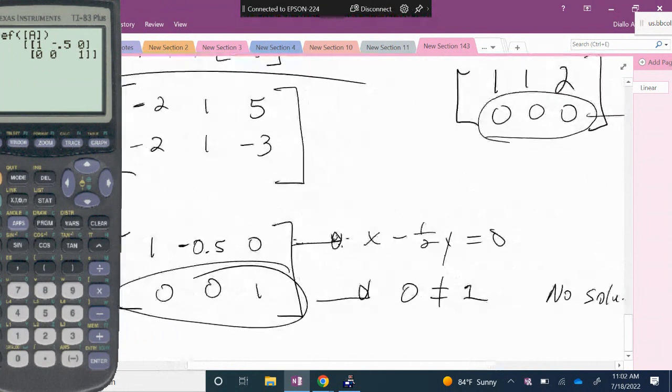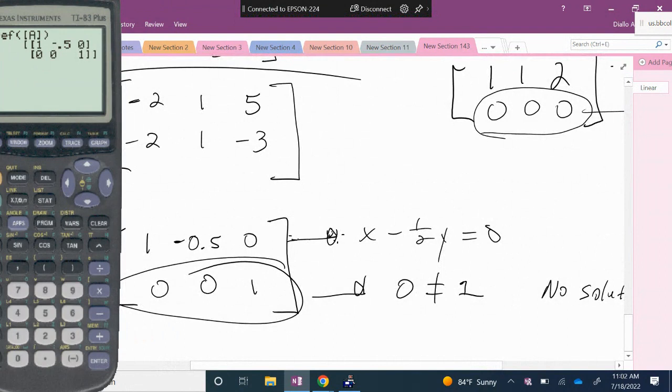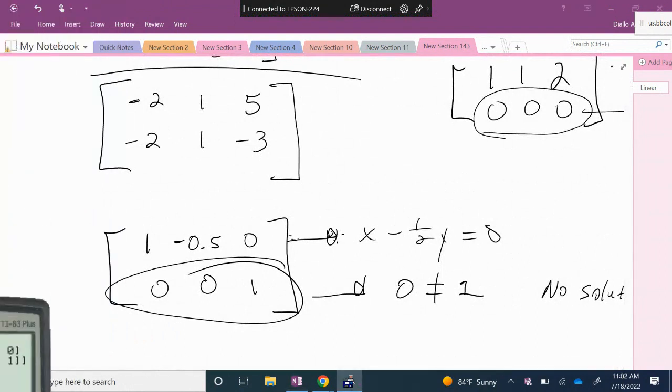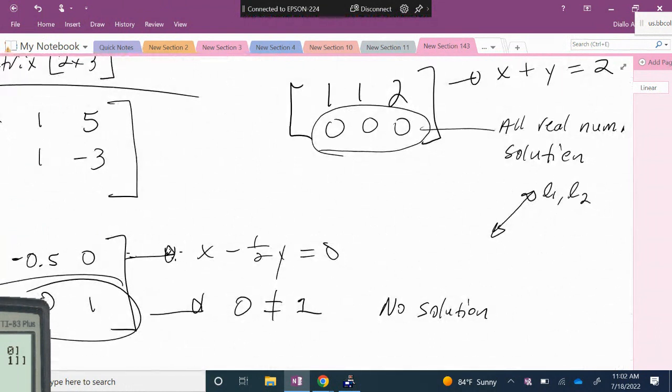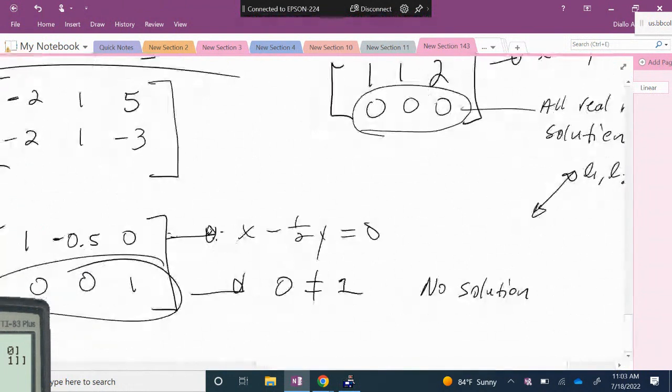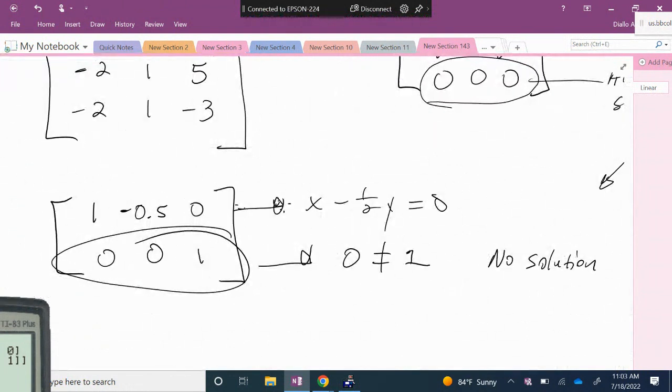So keep in mind the bottom rows. If the bottom row is all zeros, right, you have an all real number solution or a dependent solution. However, if the last row is 0 equal to 1, then it's a no solution or an inconsistent solution. All right, so those are the 3 types of solutions that you are going to encounter.